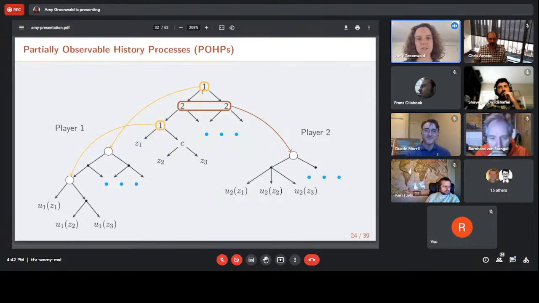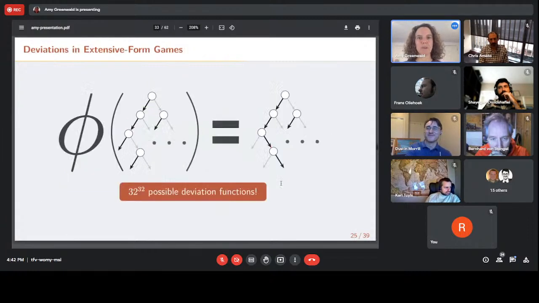So here in this picture, you see that player one's, he calls it a pop. Player one's pop is over here, it just pays attention to player one's information sets, and player two's pop is over here, just paying attention to player two's information sets. So those are the places where player one or player two has to make decisions. So now with this pop formalism, we can think about deviations in extensive form games.